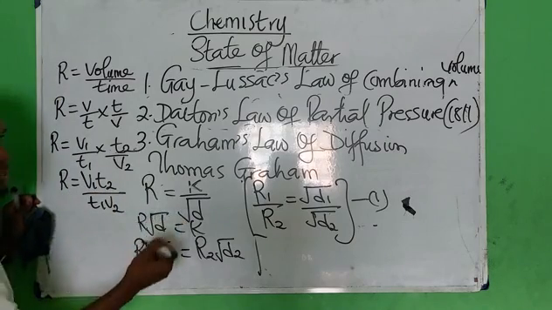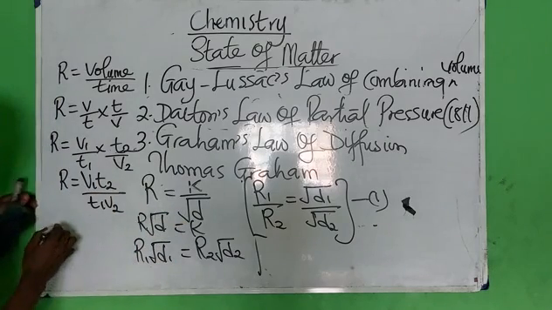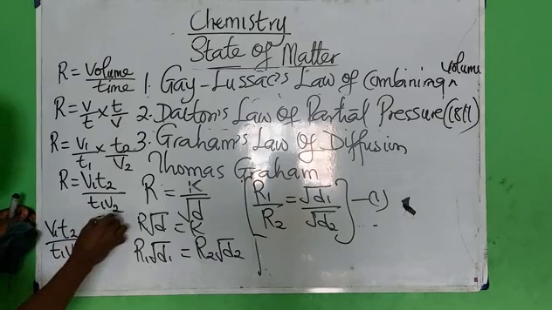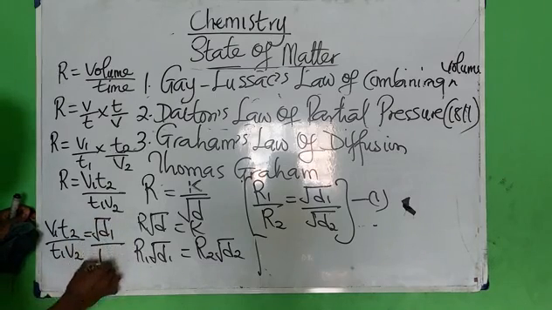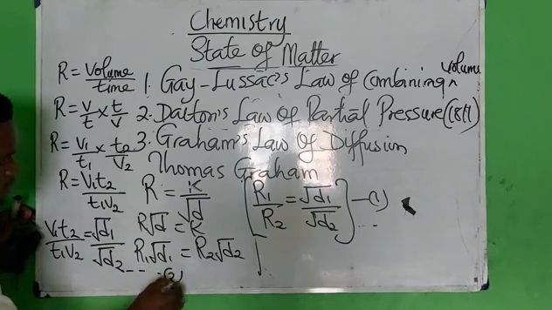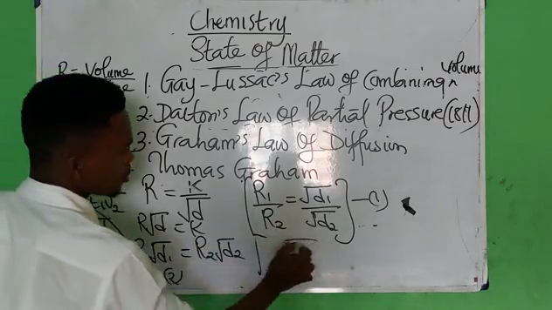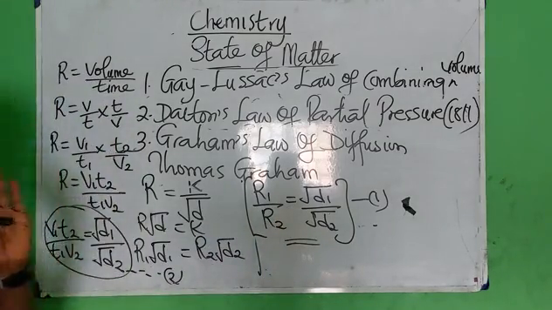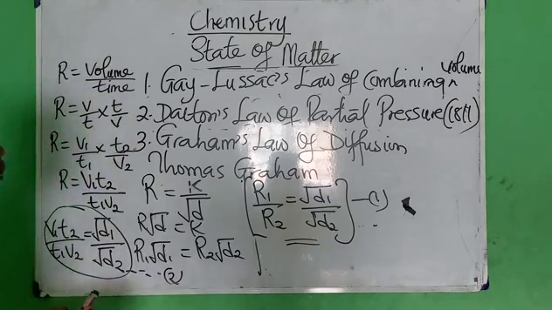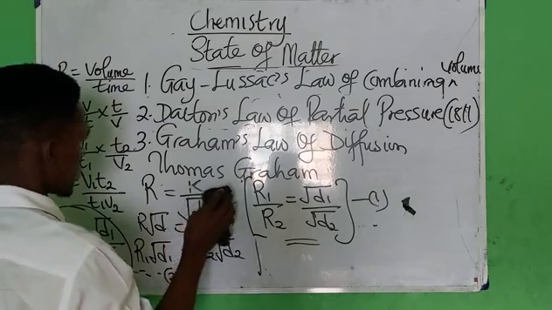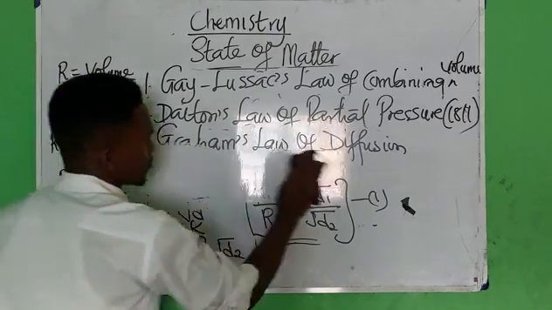Alright, to write it, that becomes V1 T2 over T1 V2 equals the square root of density 1 over the square root of density 2. This is equation 1 and equation 2. That is for that. The next one, we are still deducing the formula. We are not done. So I'll rub off this part.